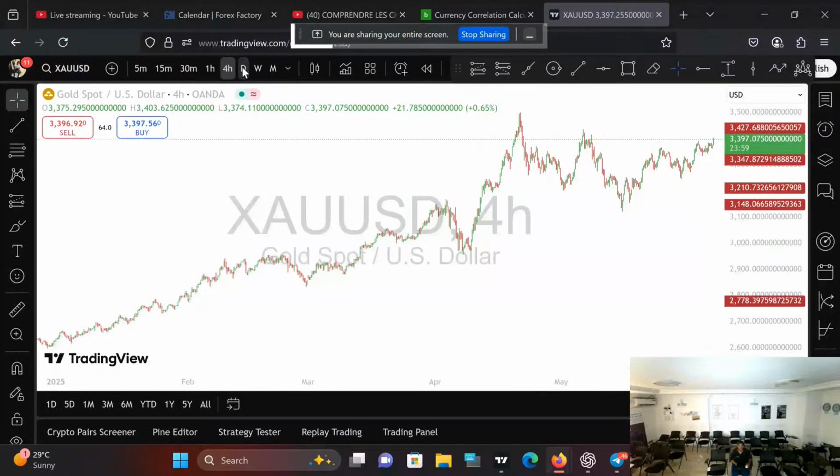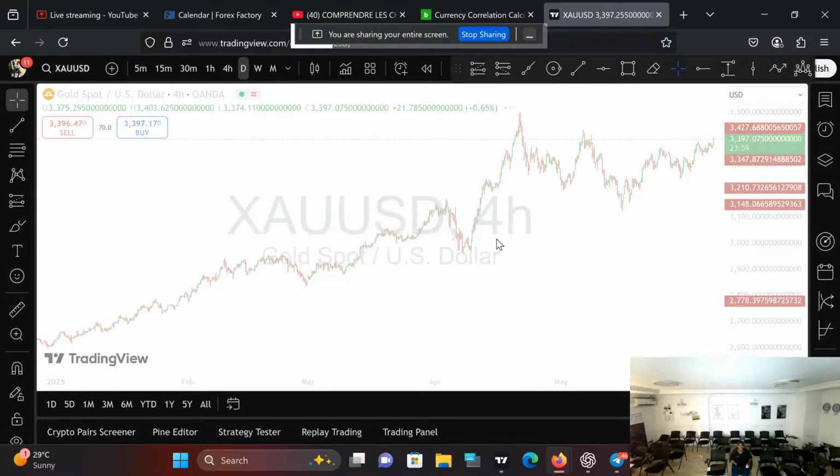So as I was saying, go to the 1 hour time frame, map out our key levels.